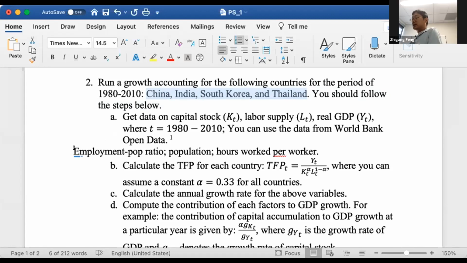So make sure you understand this part, right? Certainly you have other ways to calculate hours worked, but this is just one way, depending on your data availability.